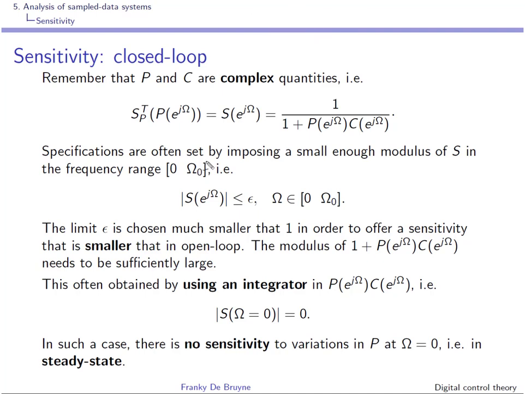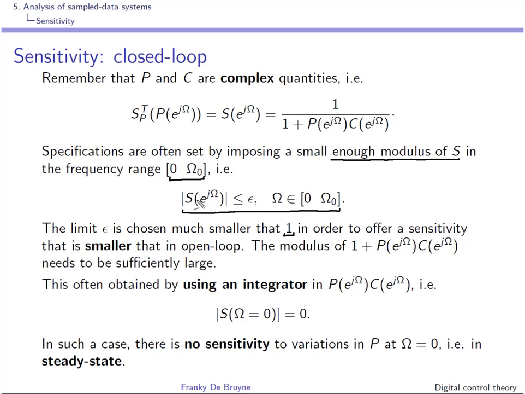Well, what is often done is that in a frequency range that goes from the 0 frequency to some frequency omega 0, we want a small enough modulus of S. So what we impose is that the sensitivity function in the Bode diagram, in the top part of the Bode diagram, is smaller than some epsilon in this frequency range. And of course this epsilon is chosen much smaller than 1. Remember that 1 is the sensitivity in open loop.